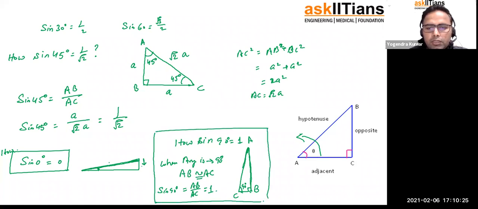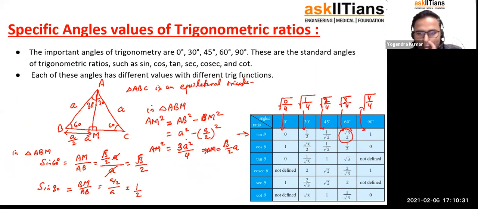So I hope you got the idea how these values are coming, right? This is how we get these values. Now let's come to these values. Cos 0 is same as sine 90, and cos 30 is same as sine 60. So that's why these values are coming here. So we got these values, right?